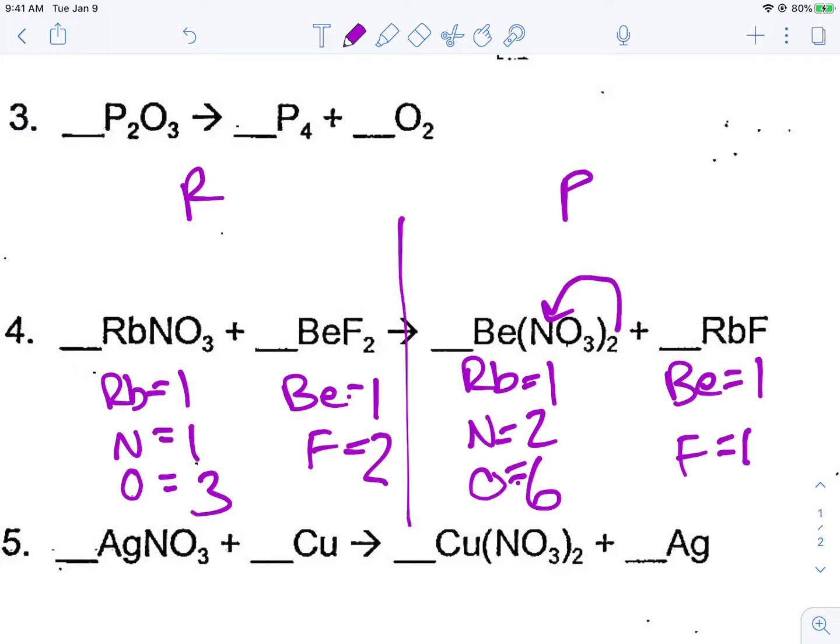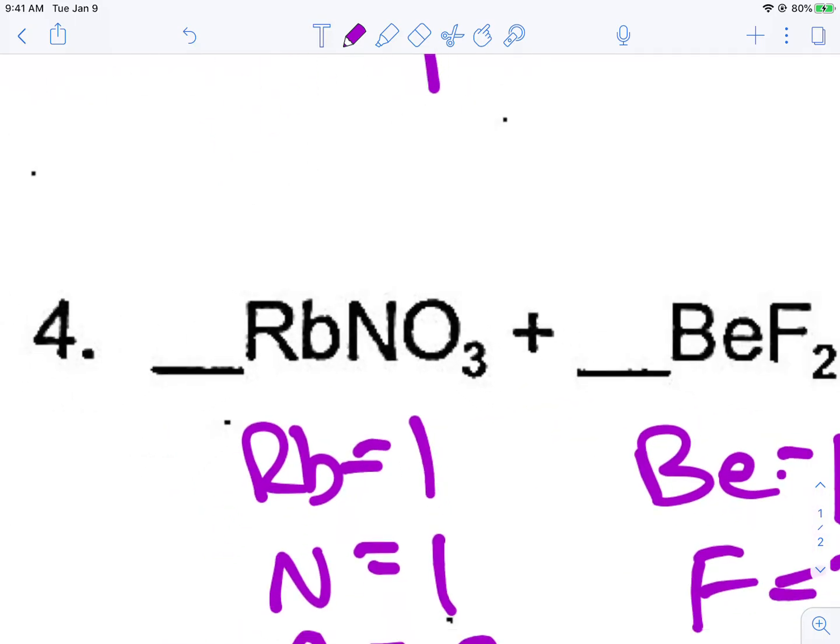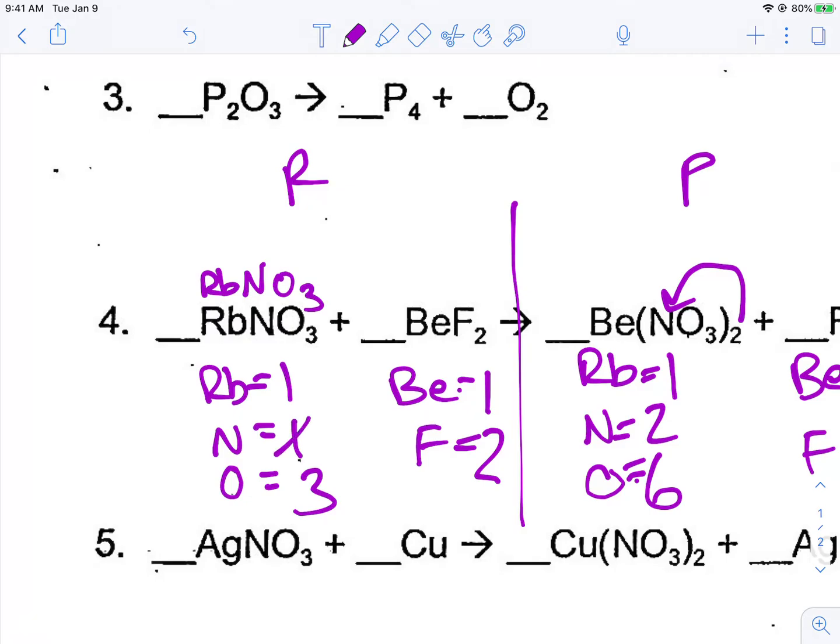Okay, so now what do I do? Well, your rubidium looks good, your F does not, and neither does your nitrogen. So what we're going to do is remember, you can't just add nitrogen out of nowhere. You have to add it how it's written. So if it's written as RbNO3, that's what you need to add. So then you get two nitrogens, also two rubidiums, and now six oxygens. So now nitrogen and oxygen look good. These guys are balanced.